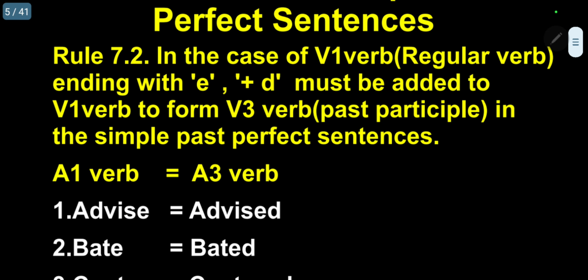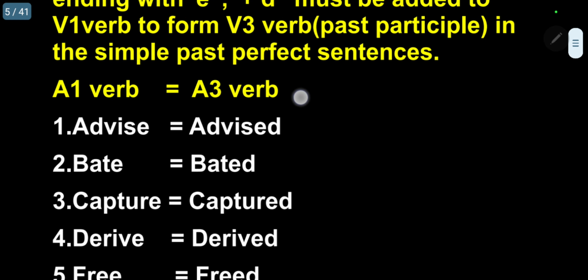Now rule 2, I will call it 7.2. In the case of a V1 verb, regular verb, kindly follow, ending with E, plus D must be added to the V1 verb. That means D must be added to the V1 verb to form the V3 verb, past participle, in the simple past perfect sentences. So I am giving examples, kindly go through. Kindly follow me.